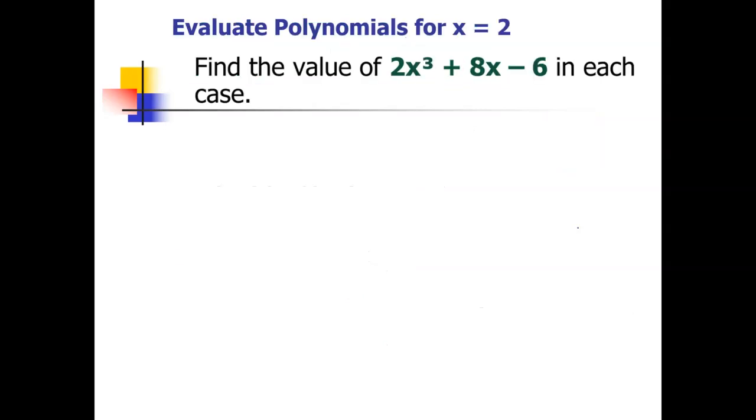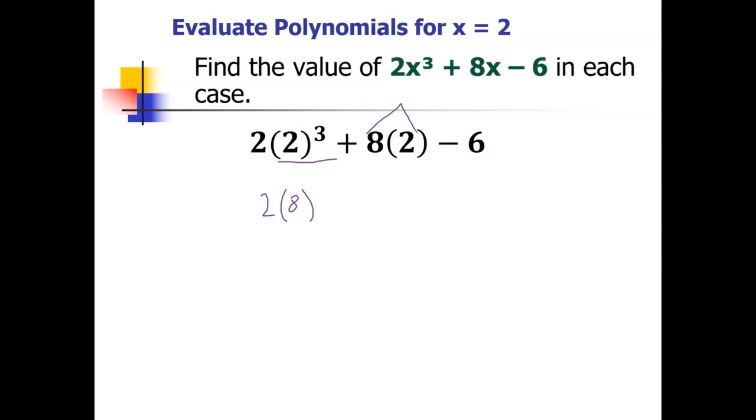Let's evaluate the polynomial for x equals 2. Our polynomial is 2x cubed plus 8x minus 6. You have to replace your x by 2 here. This is how I'm going to write it: 2 times 2 to the power 3 plus 8 times 2 minus 6. Now, 2 cubed means 2 times 2 times 2, so we will write this as 2 times 8. And then you will multiply 8 times 2, which will give you 16, and then bring down the negative 6.